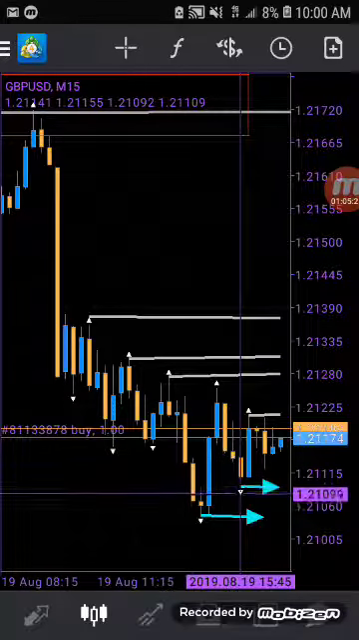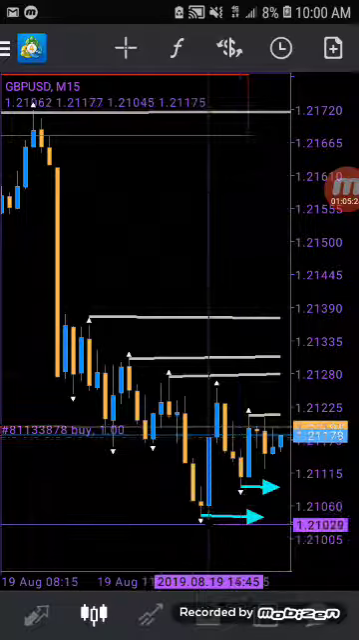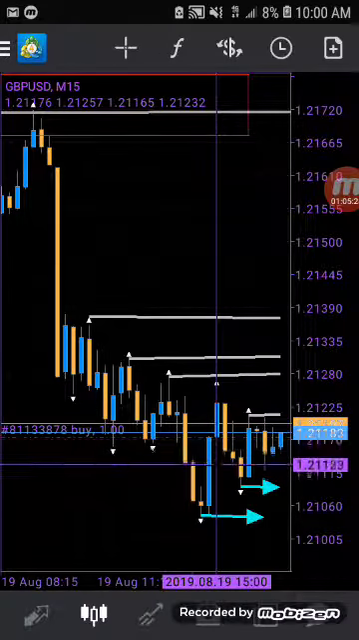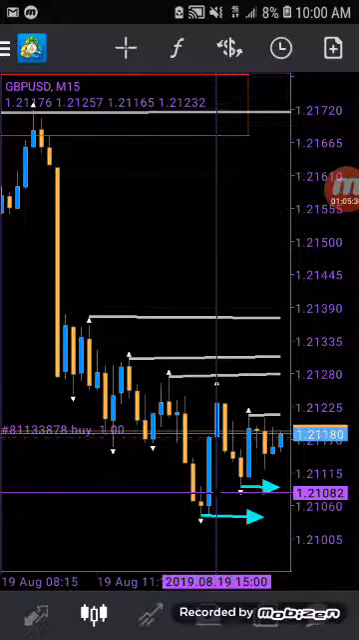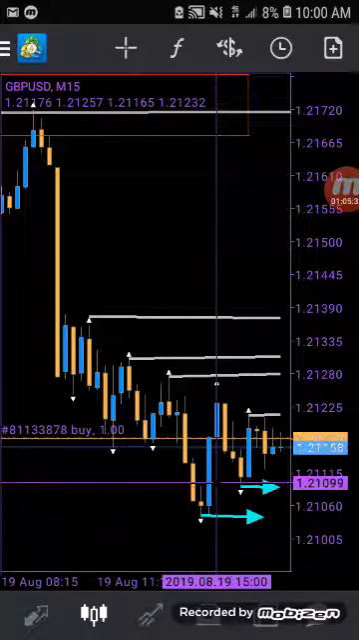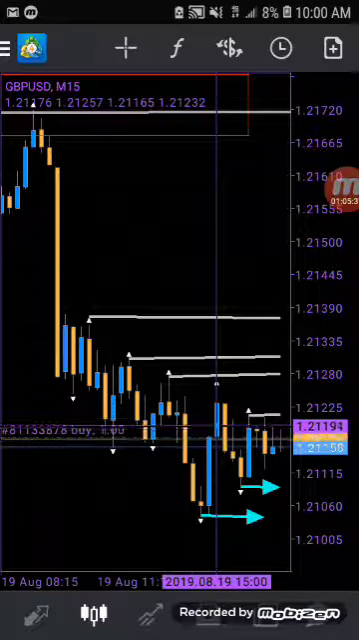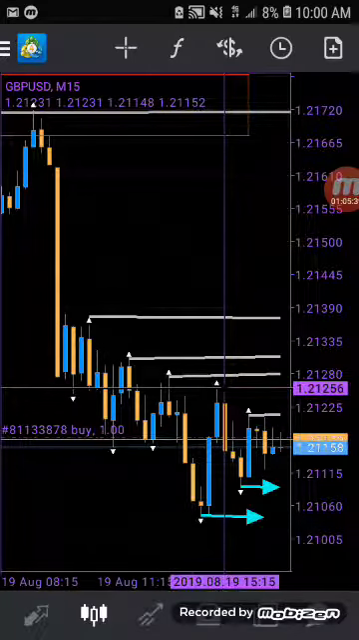Or the smart person would have got in right here, because they would have seen that it's coming down. This was the floor, and it fell and broke, and it's starting to go back up. You would have bought right here and hope that it goes up here.